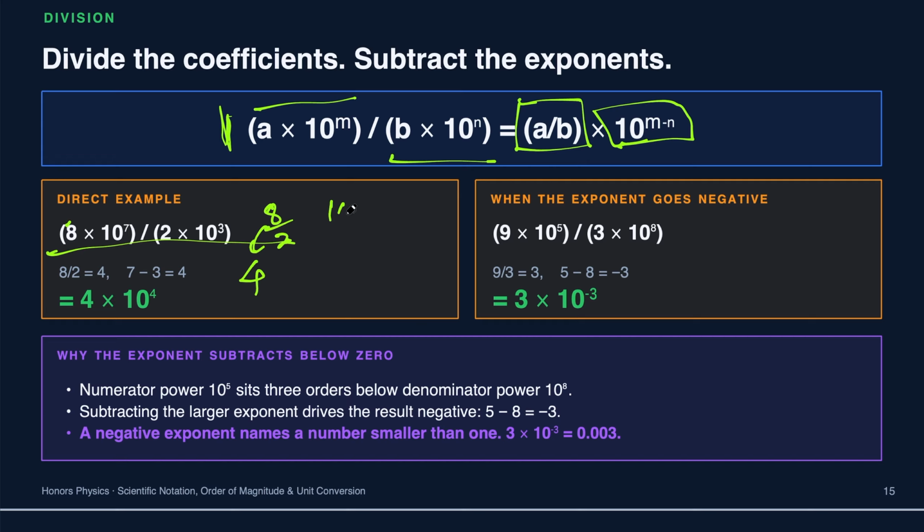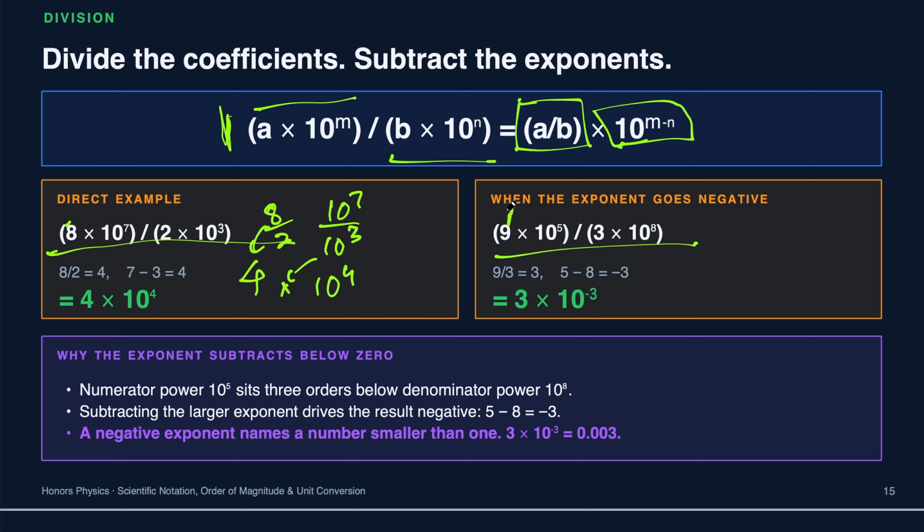And then 10 to the 7 divided by 10 to the 3rd becomes times 10 to the 4, which is straightforward. Over here, though, the exponent can go negative. What do I mean by that?